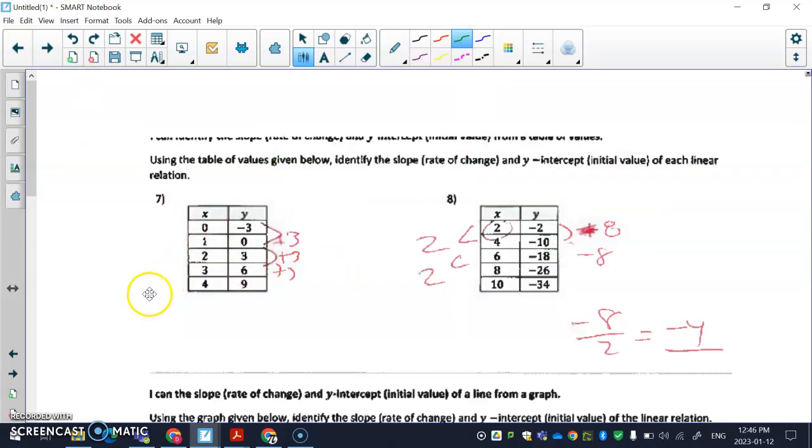What's the rate of change? And what's the initial value? So the rate of change, you ask yourself what's going on here. That's going plus 3, plus 3, plus 3. It's going up 3 every time. Okay, so it's the first difference. So how do you go from here to here? You add 3, you add 3, you add 3.